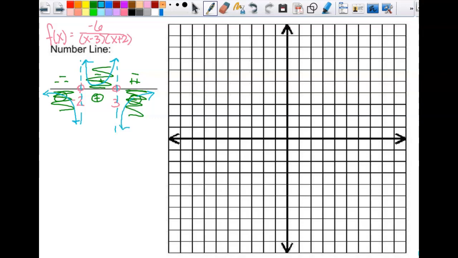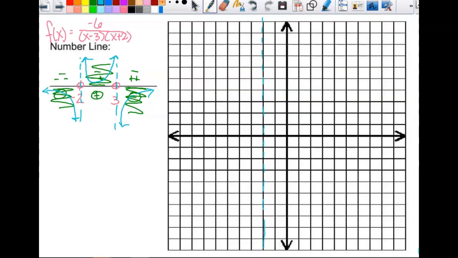Our asymptotes are at x equals -2. Then we have one at x equals 3. And then our horizontal asymptote was at y equals 0. And so those are my asymptotes. Then I've got to get the points on here. I don't have any roots. I don't have any holes. All I have is a y-intercept at (0, 1).